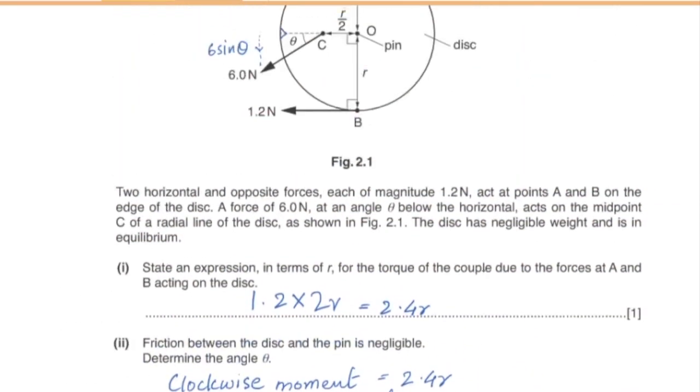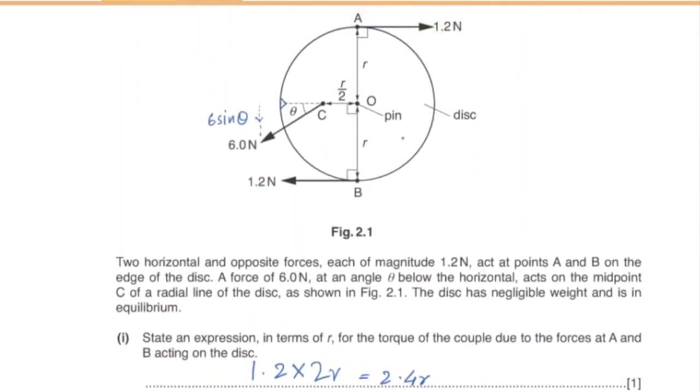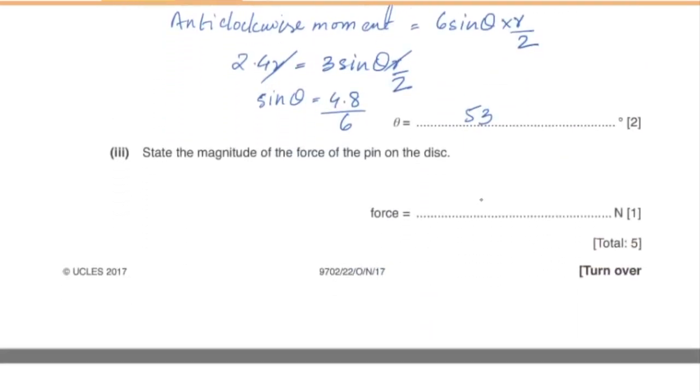Part 3, state the magnitude of the force of the pin on the disk. So since the disk is at equilibrium, this force must be equal to the force that's being exerted at this point, and it's 6 newtons. So 6 newtons of force.